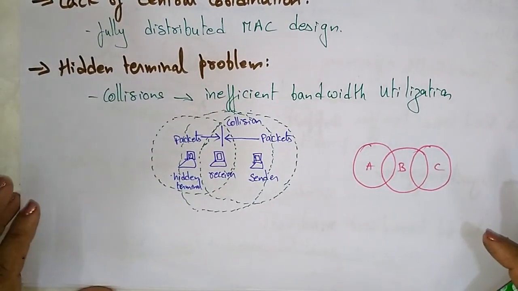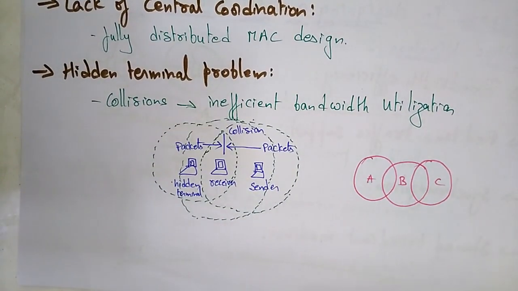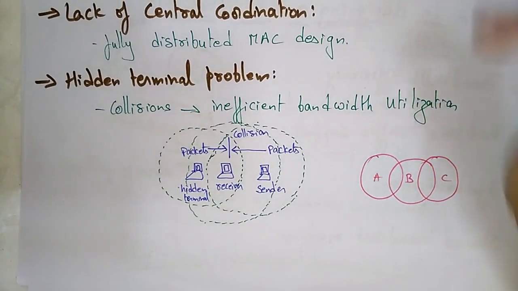The next design issue is lack of central coordination. There is no central coordination here. We need a fully distributed MAC design. In the ad hoc wireless network itself, there is no central coordination. Everything acts on its own, and every device thinks it is a master. So there is no central coordination, and we need to fully distribute the MAC design. That is another design issue.